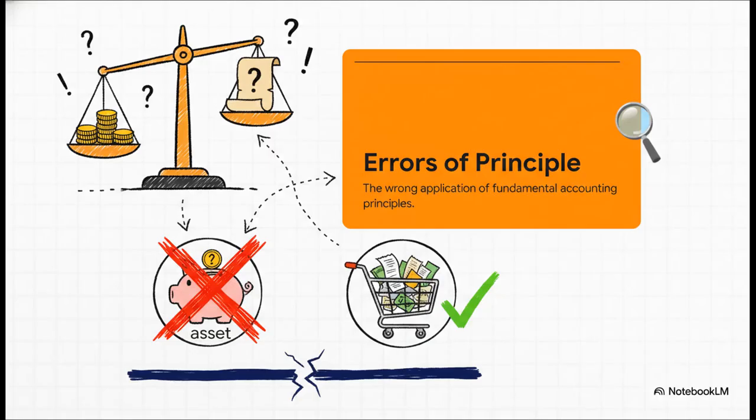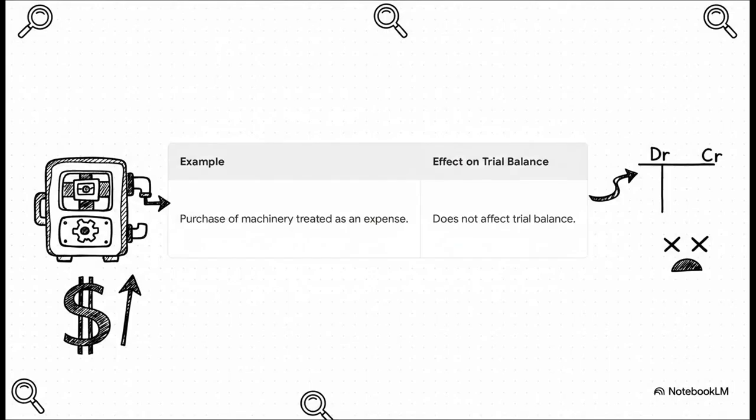Our third suspect is the error of principle. This one happens when a fundamental rule of accounting gets broken. For instance, treating an asset as if it were an expense. You've recorded the right amount of money, but you've classified it in a way that's completely against the rules. And here's a brilliant example of that.